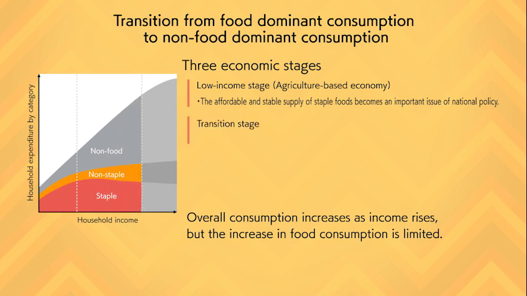When these government initiatives progress and the stable supply of food is achieved, things move to the next stage. This stage is characterized by slower growth of food expenditure in the household budget. The household gradually becomes able to buy food that it was previously unable to purchase.